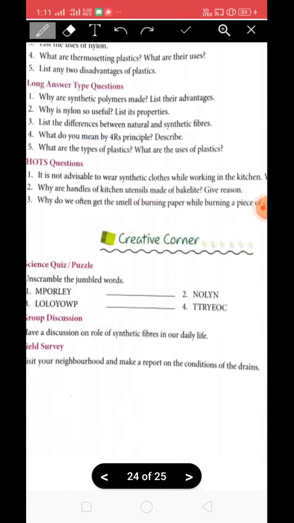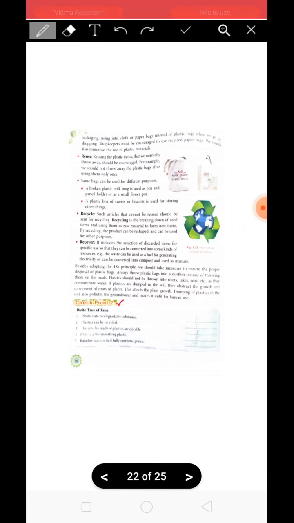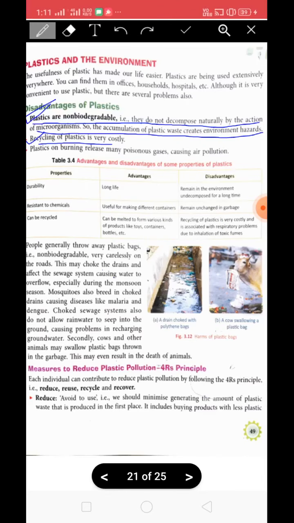Now next question is, what do you mean by 4R principle? Describe. 4R principle means reduce, reuse, recycle and recover. Understood? Now reduce means to avoid. We should minimize generating the amount of plastic waste that is produced in the first place. It includes buying less plastic product.